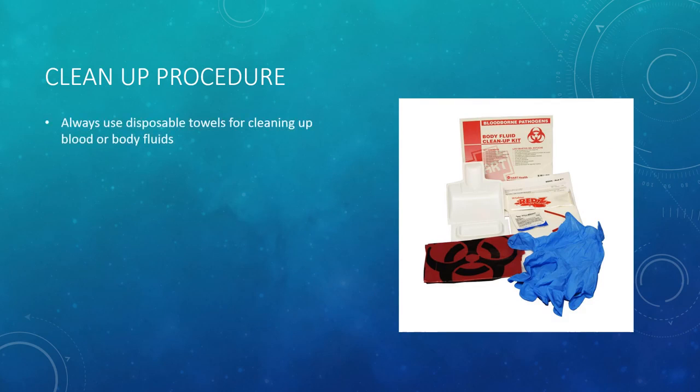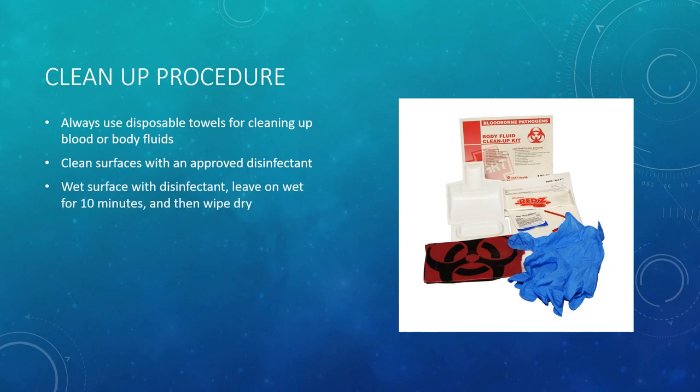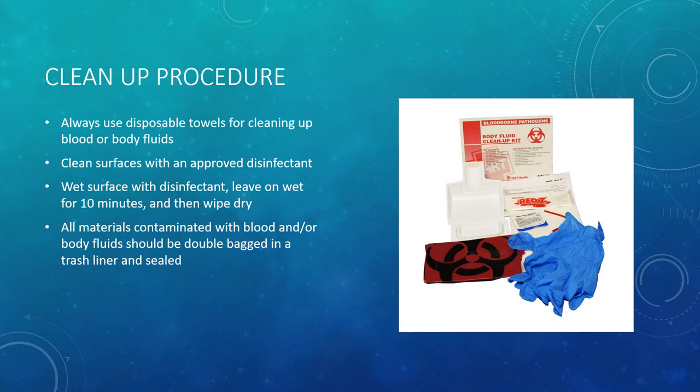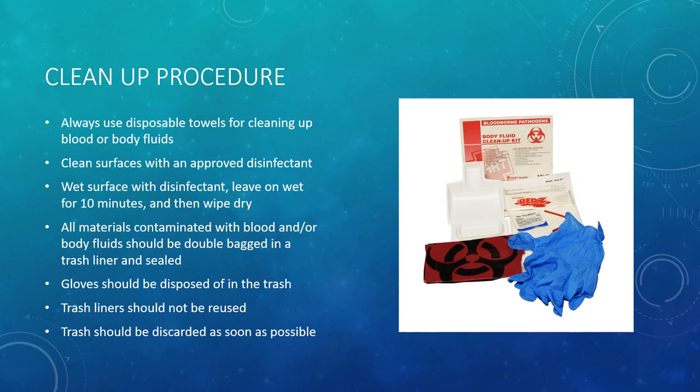Cleanup procedure. Always use disposable towels for cleaning up blood or body fluids. Clean surfaces with an approved disinfectant. Wet surface with disinfectant, leave on wet for 10 minutes, and then wipe dry. All materials contaminated with blood and or body fluids should be double bagged in a trash liner and sealed. Gloves should be disposed of in the trash. Trash liners should not be reused, and trash should be discarded as soon as possible.